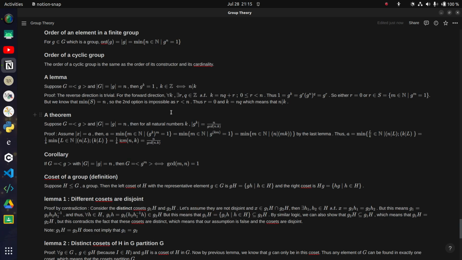Okay, now let's go to a theorem. This keeps on going. There are a bunch of lemmas and theorems. Okay, suppose that once again G is a cyclic group. Then for all natural numbers k, the order of small g power k is n upon GCD of n and k. We can also write this as LCM of n and k upon k. I like it better that way, but whatever.